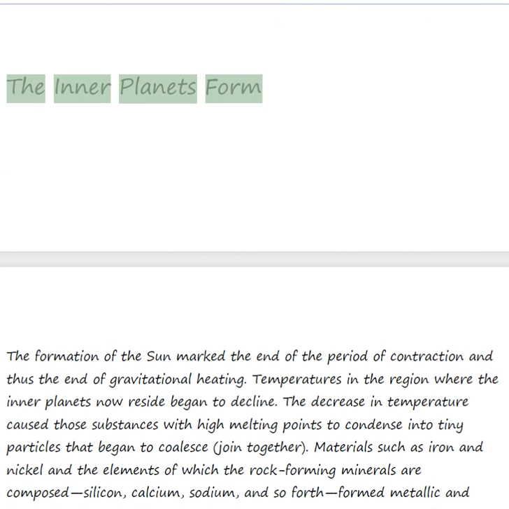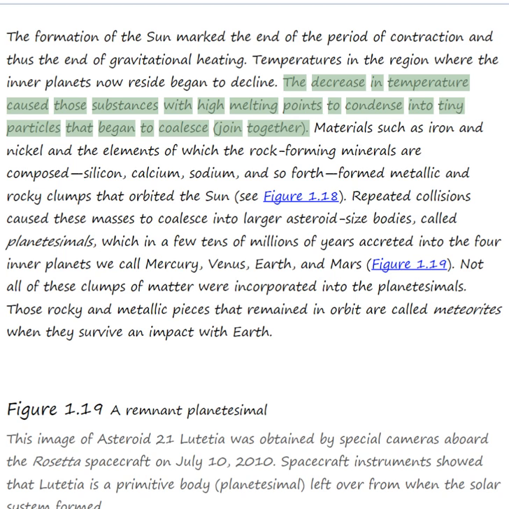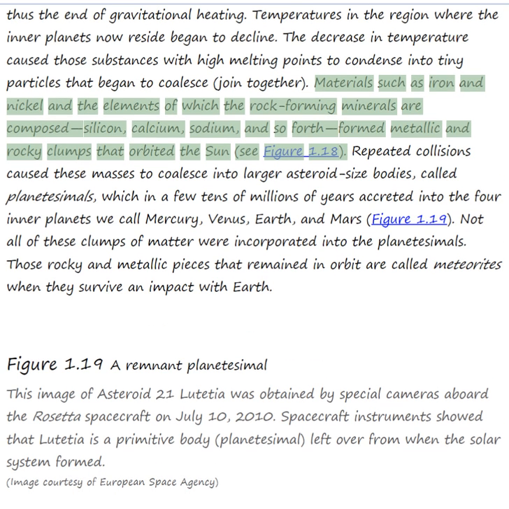The disk also contained appreciable amounts of the lighter gases hydrogen and helium. The inner planets form. The formation of the Sun marked the end of the period of contraction and thus the end of gravitational heating. Temperatures in the region where the inner planets now reside began to decline. The decrease in temperature caused those substances with high melting points to condense into tiny particles that began to coalesce. Materials such as iron and nickel and the elements of which the rock-forming minerals are composed, silicon, calcium, sodium, and so forth, formed metallic and rocky clumps that orbited the Sun.